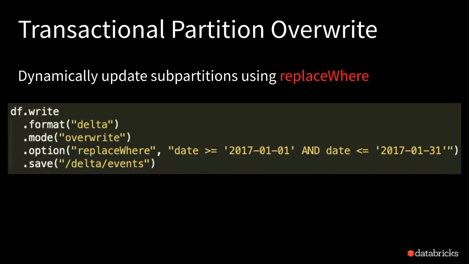And then the thing that we're going to talk about today for dynamic range partitioning is the replace where functionality. So you can transactionally overwrite a partition in a Delta table. And this is going to end up being very useful for when we want to resize our range partitions.